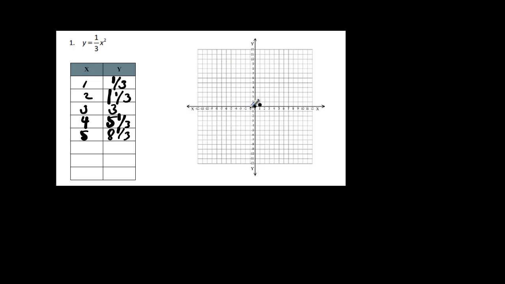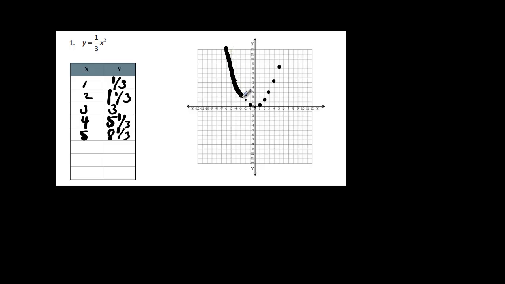So I'm just going to do that to the left of it. (-1, 1/3). (2, 1 and 1/3) is there. (-2, 1 and 1/3). (3, 3). (-3, 3). (4, 5 and 1/3). (-4, 5 and 1/3). (5, 8 and 1/3). (-5, 8 and 1/3). So we see the nice shape of the parabola here.